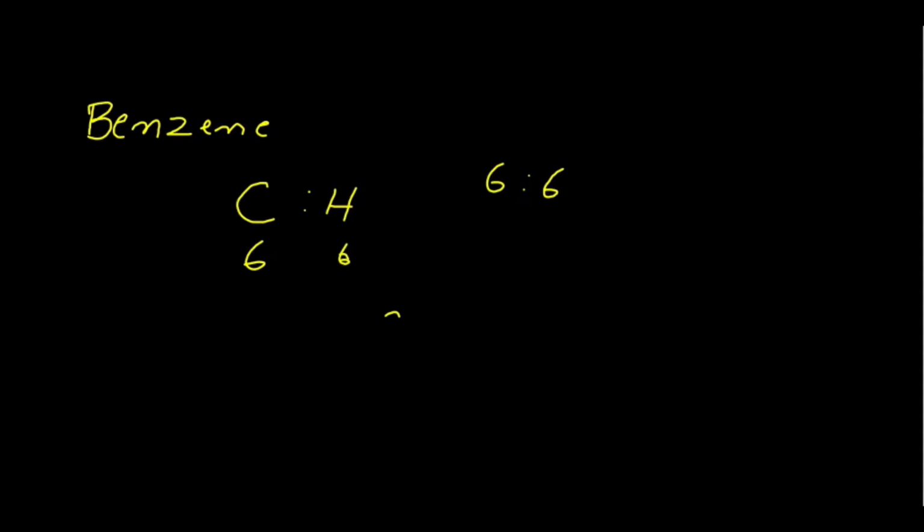Similarly, if we take another example, a molecule of benzene, the actual ratio between carbon and hydrogen is 6:6. That's why the molecular formula for benzene is C6H6. C6H6 is the molecular formula.